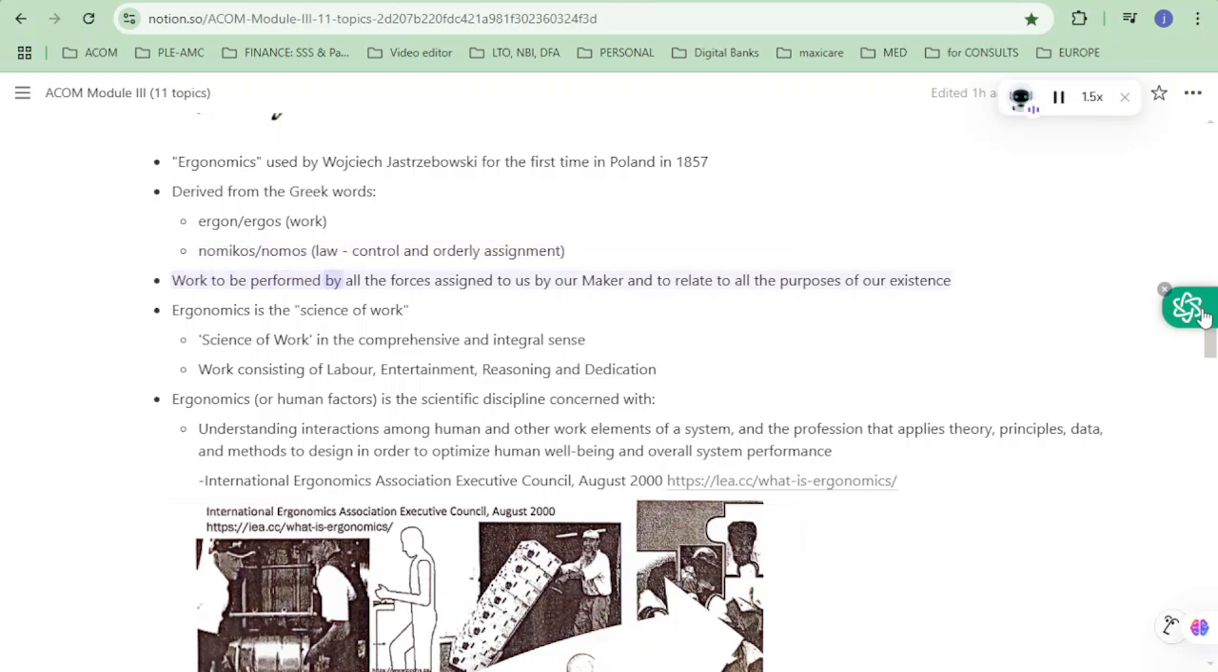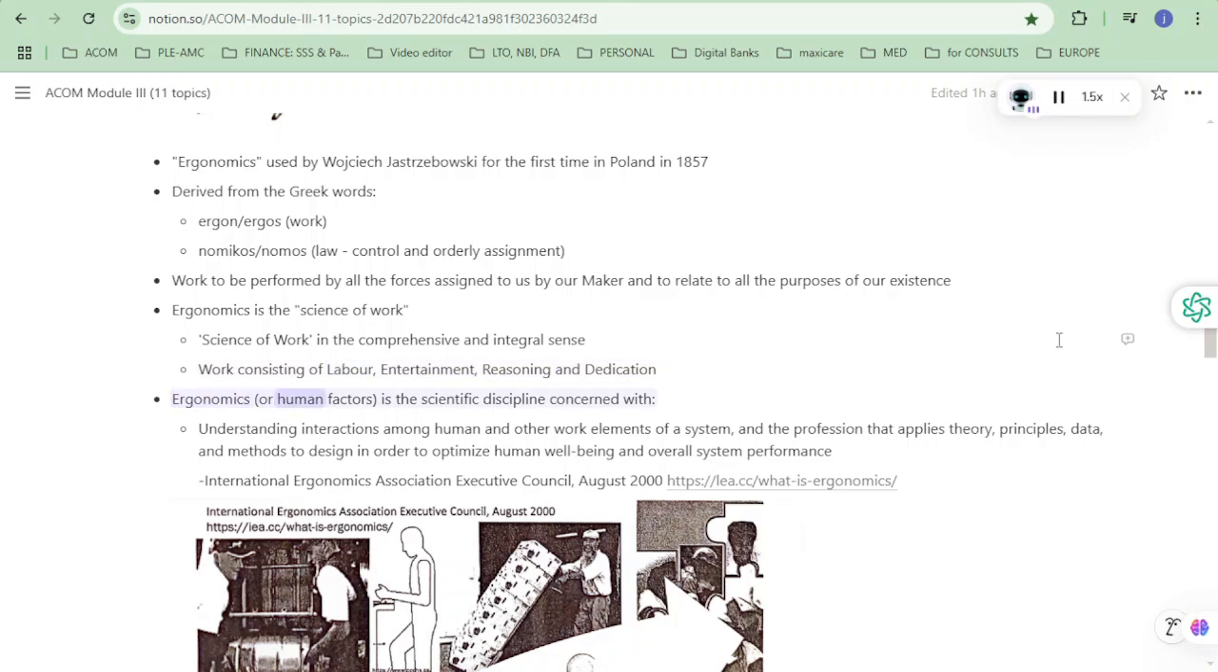Work to be performed by all the forces assigned to us by our Maker and to relate to all the purposes of our existence. Ergonomics is the science of work. Science of work in the comprehensive and integral sense. Work consisting of labor, entertainment, reasoning, and dedication.